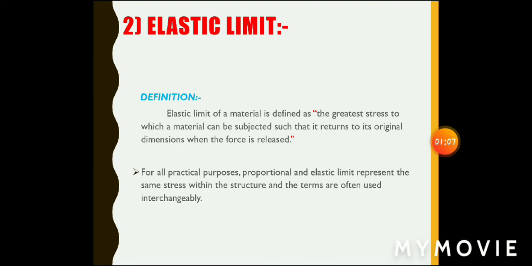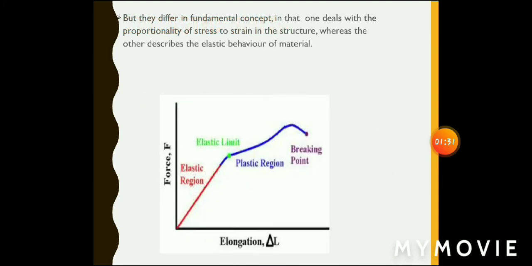The elastic limit differs from the proportional limit only in terms of definition. That is, still the elasticity is maintained. It is the greatest stress to which a material can be subjected such that it returns to its original dimension when the force is released. For all practical purposes, proportional and elastic limits represent the same stress within the structure. The terms are often used interchangeably, but they differ in fundamental concept: one deals with proportionality of stress to strain, whereas the other describes the elastic behavior of the material. So it is clear now.